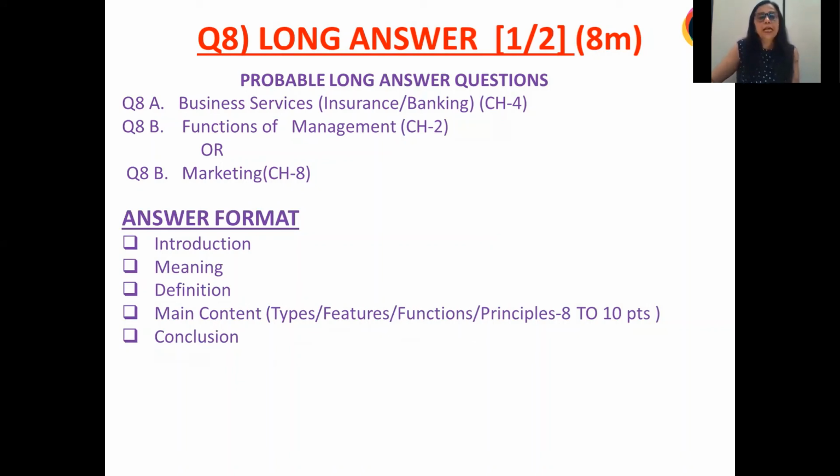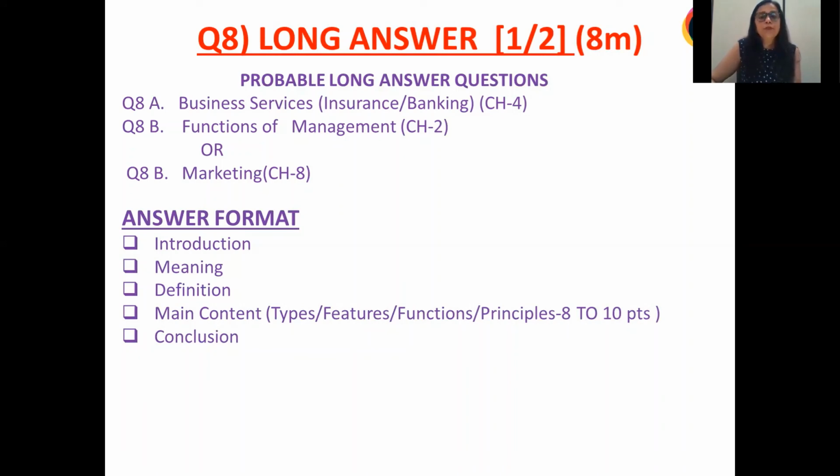It could be the different types. The question could include what are the types of life insurance policies. The question could be on what are the features of Consumer Protection Act. Of course, you don't have a long answer from that. What are the functions of organizing? So different types of questions which we expect here, or maybe principles of insurance. So that is the main part. It must have at least 8 to 10 points. Remember, suppose the question is define insurance, explain the principles of insurance.